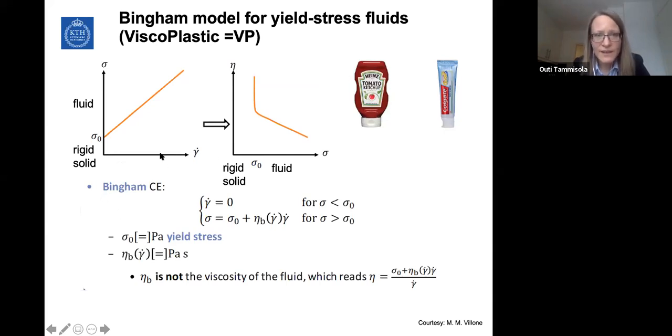So here we have a diagram with shear rate on the horizontal axis and shear stress, or stress, on the vertical axis. And as soon as we are above the yield stress sigma 0, then when we keep increasing the shear rate, we get a Newtonian-like behavior where the shear stress increases linearly with the shear rate. So this would be a Bingham fluid. It is not numerically always very simple to solve, but physically it's a very simple model, and there have been many studies using this model over the years.